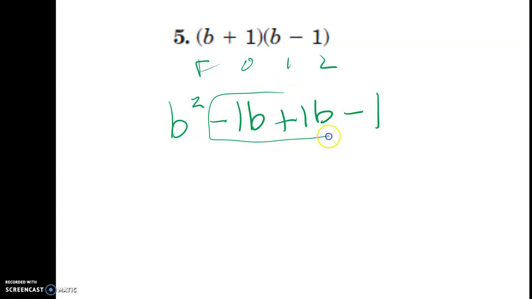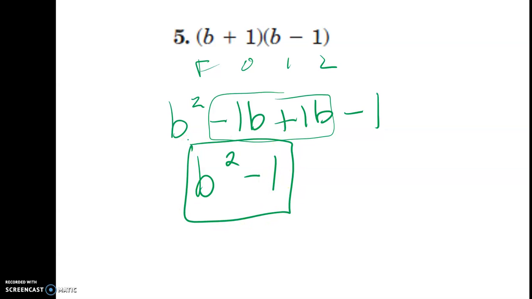Well, interesting on this one is we do have opposites. And so they actually cancel themselves out for our new answer. And we look at this, and this is actually the difference of squares in this one. And so we'll see that when we have to undo this.